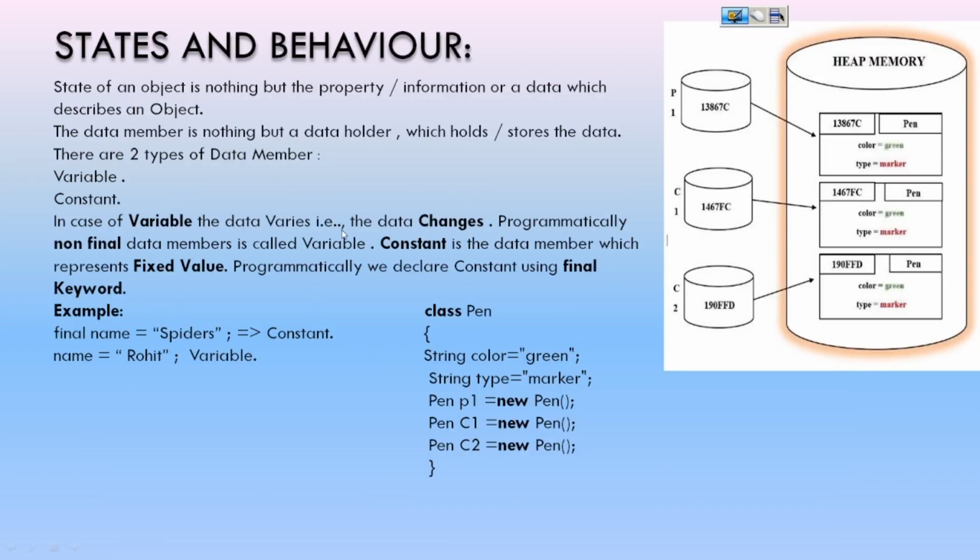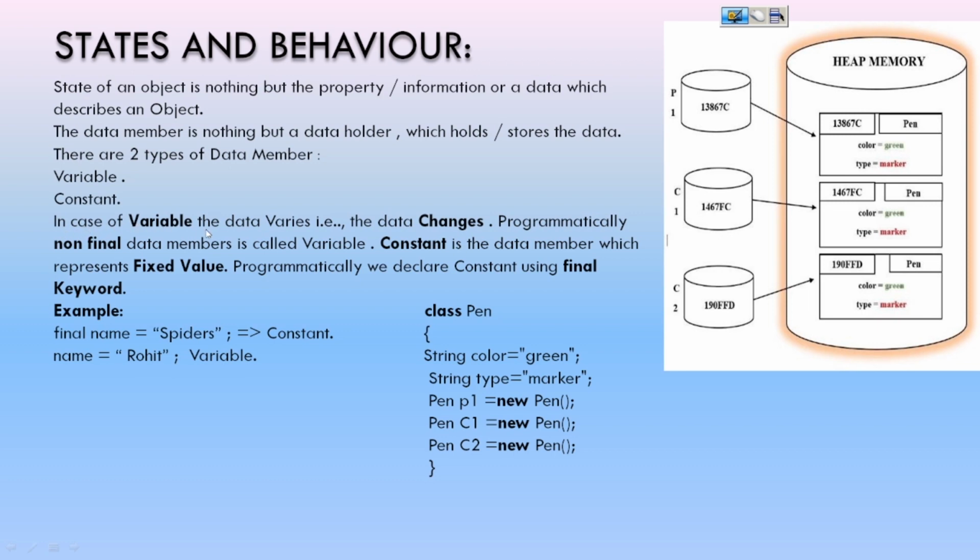Now, the states and behavior in detail. State of an object is nothing but the property or information or data which describes an object. Data member is nothing but the data holder which holds or stores the data. There are 2 types of data members, which I have already told you. One is variable and another one is constant.